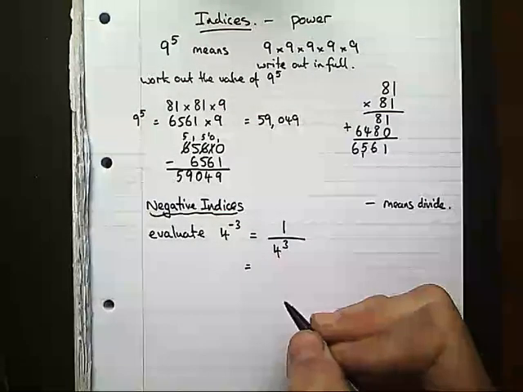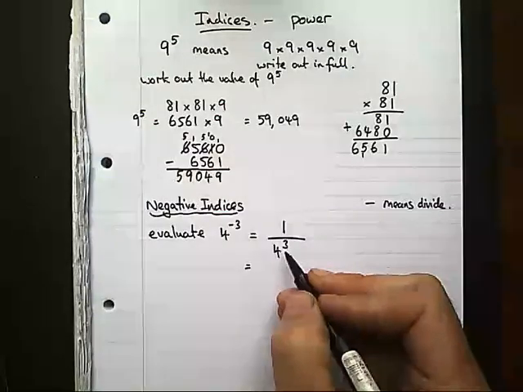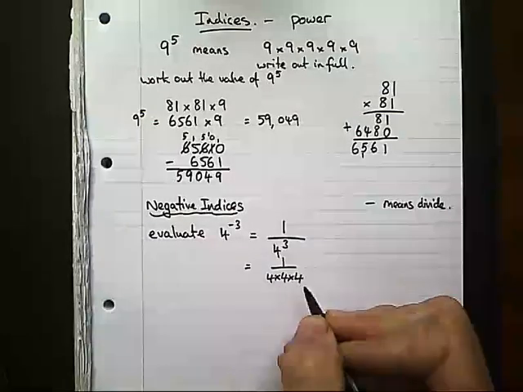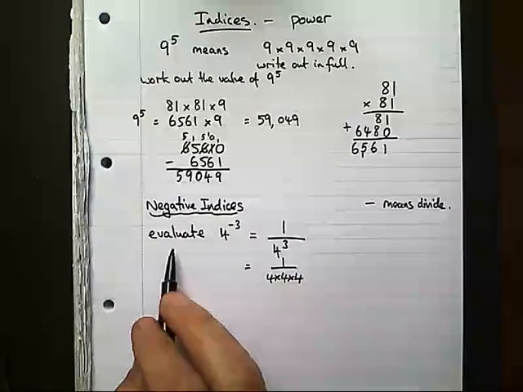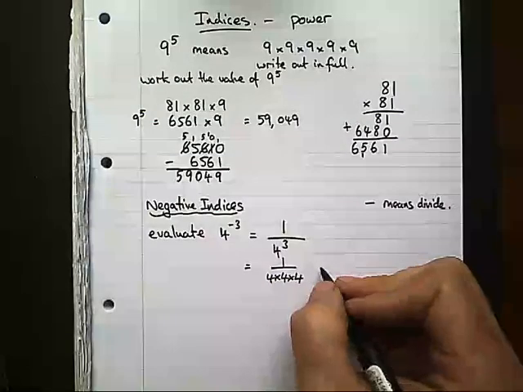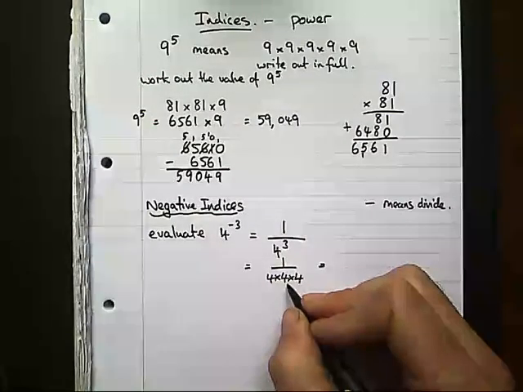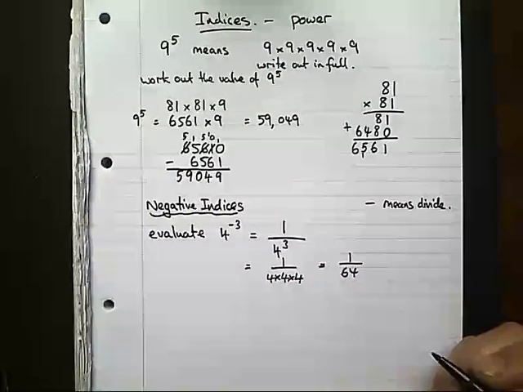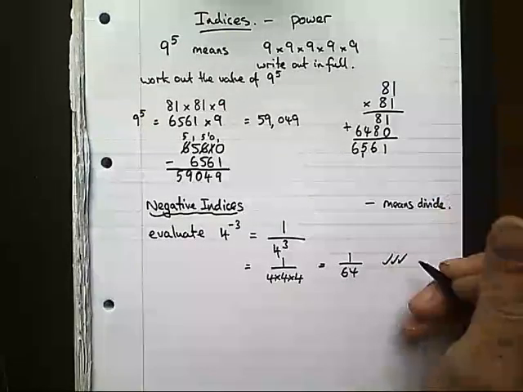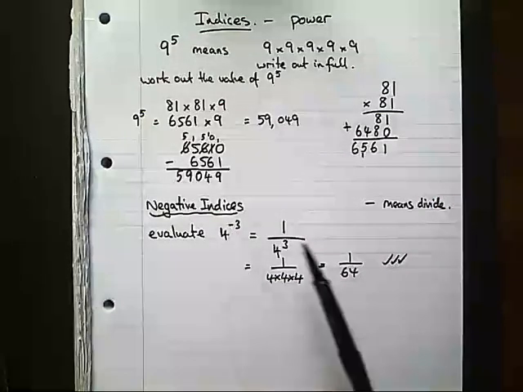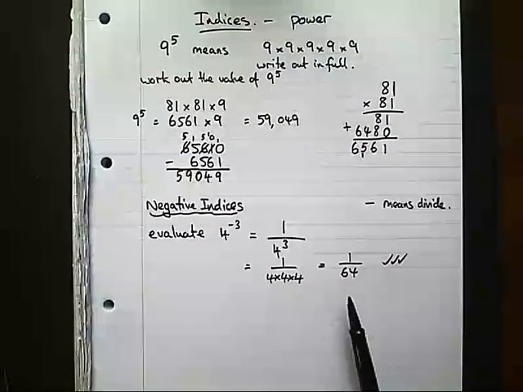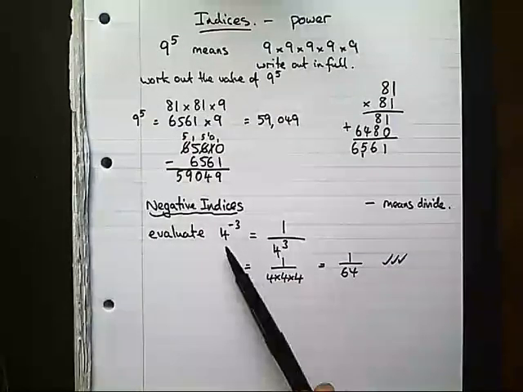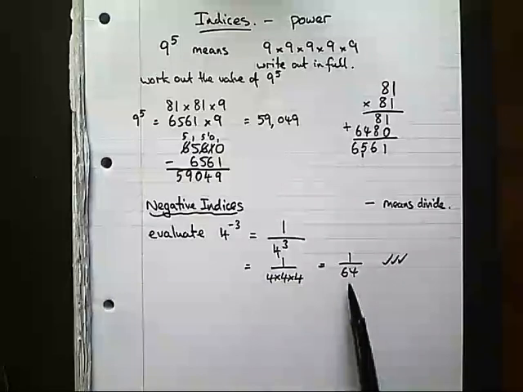I think we can take this and simplify this. So 1 divided by 4 to the power of 3, that's the same as 1 over 4 times 4 times 4, because evaluate means write as a number. So in this case, it's going to be a fraction. So 4 times 4 is 16, times that by 4, I get 64. So we get 1 over 64. And that's your answer. So whenever you see a negative, it should be a 1 divided by, and then whatever's left, which is 4 to the power of 3, goes on the bottom.